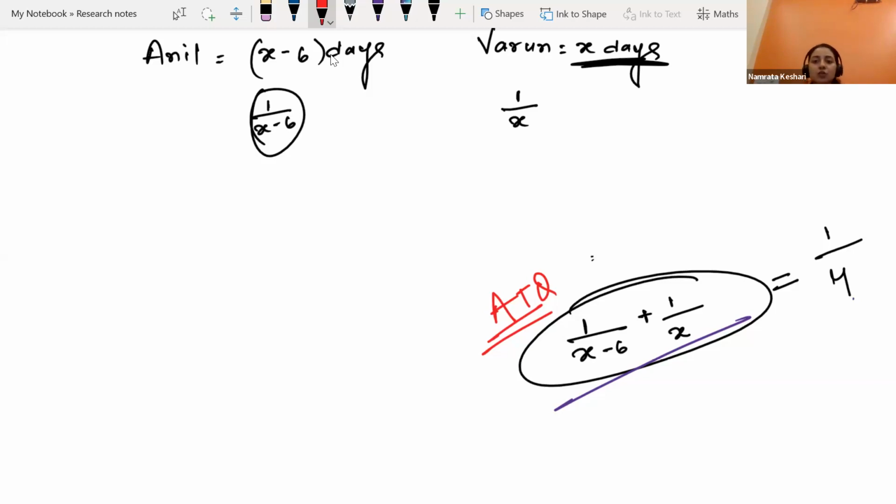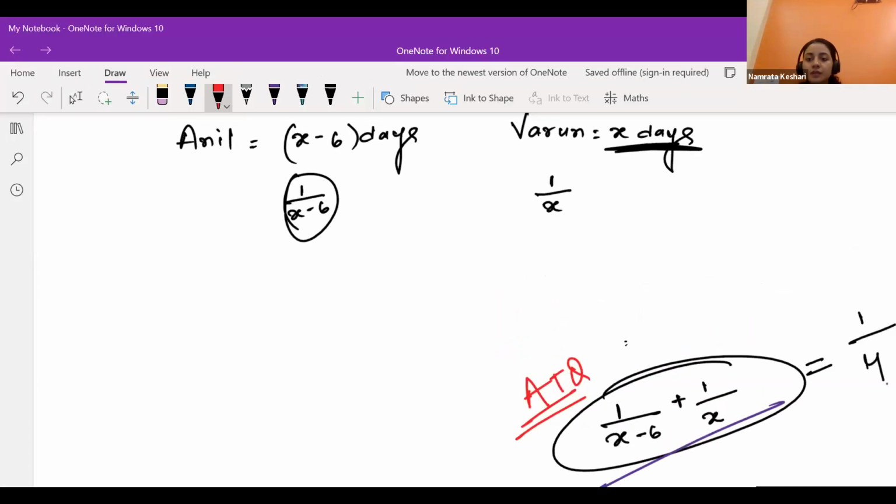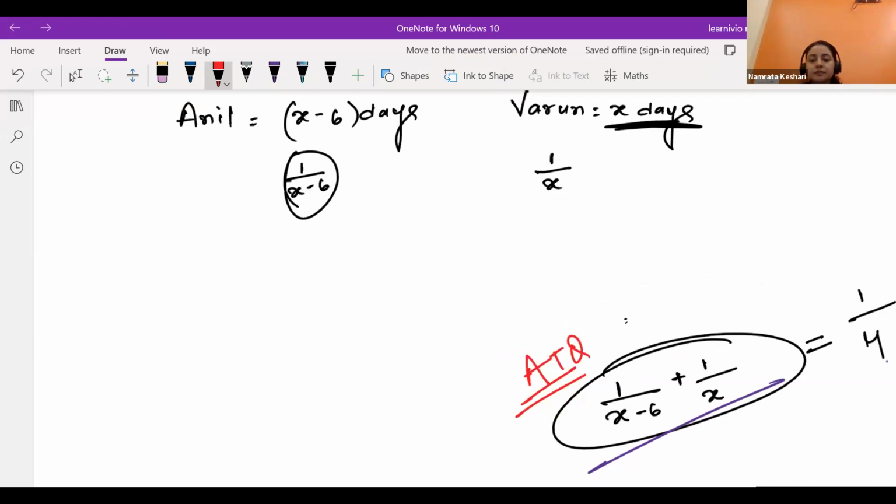Yes, what are you getting as a value of x? I'm getting 12. Yes, everyone is getting 12. Yes or no? Yes. Galvin, 12 and 2? 12 and 2 also? Let's check.